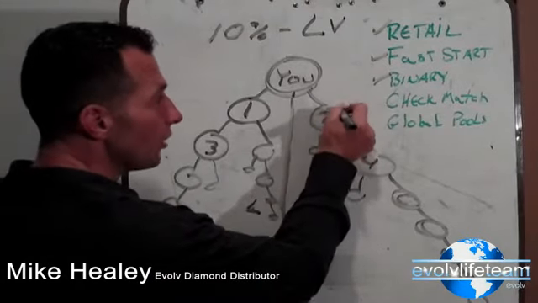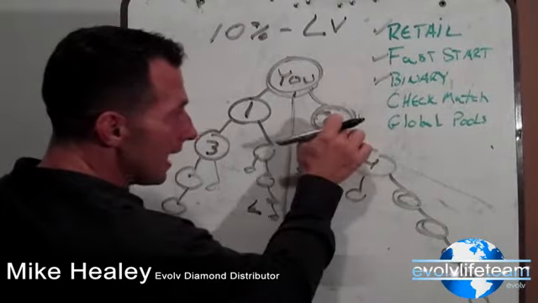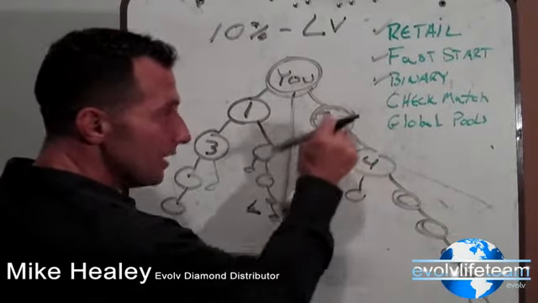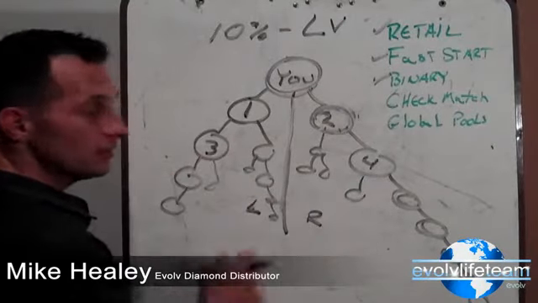The same thing would go for here. Let's say this guy goes out and starts building, this guy has a left side and a right side, so he starts making a binary. You're getting overrides on that. Same thing with these guys and so on.